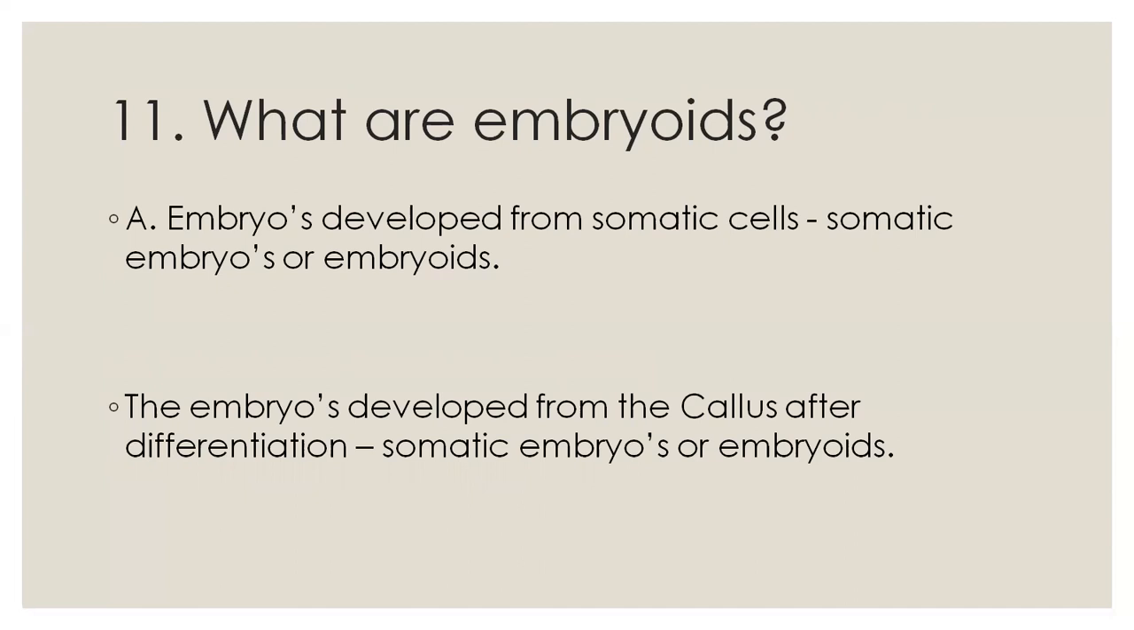After differentiation, the embryos developed from the callus, the undifferentiated and unorganized tissue formed during tissue culture technique, are called somatic embryos, somaclonal embryos, or embryoids. Simply said, they are the embryos developed from the callus tissue after differentiation. You know, differentiation, dedifferentiation, and redifferentiation are the concepts involved in tissue culture. Conversion of genetically similar cells into various tissues is said to be differentiation.